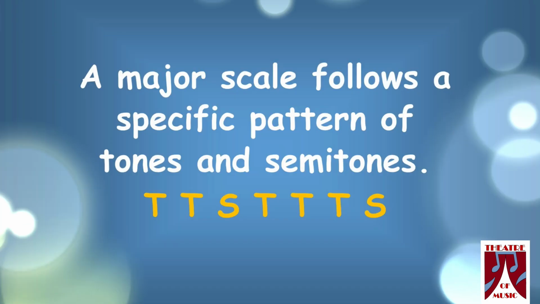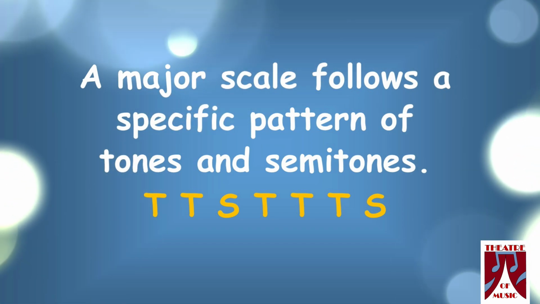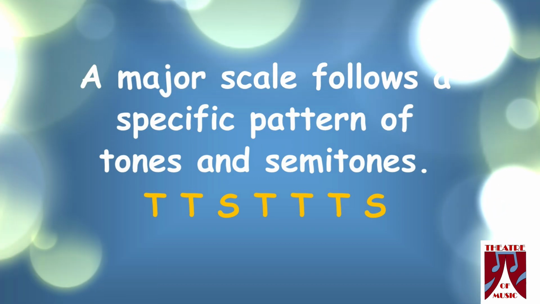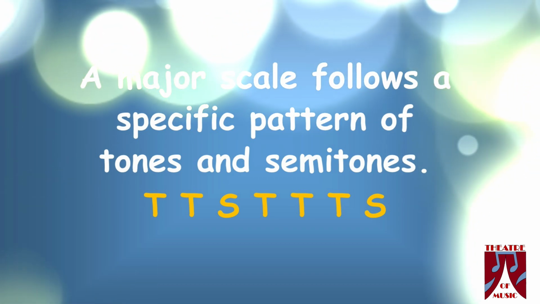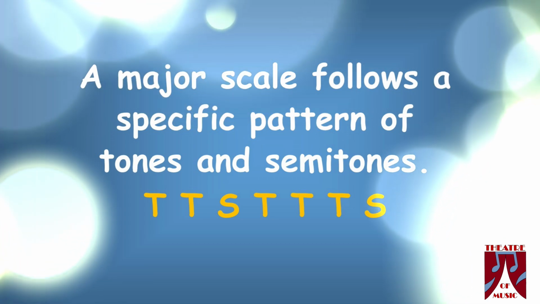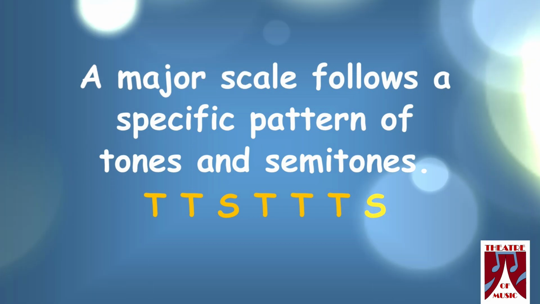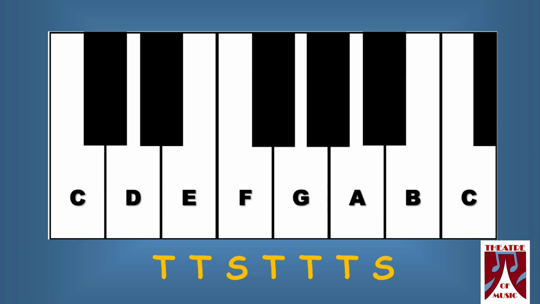Now a major scale follows a specific pattern of tones and semitones. The pattern is tone, tone, semitone, tone, tone, tone, semitone. I've written it down for you just using the first letter of each word. Tone, tone, semitone, tone, tone, tone, semitone. We're going to work out the C major scale, but this pattern will work for any major scale.